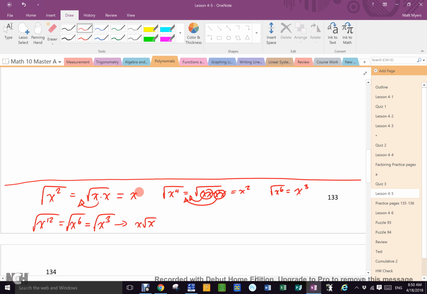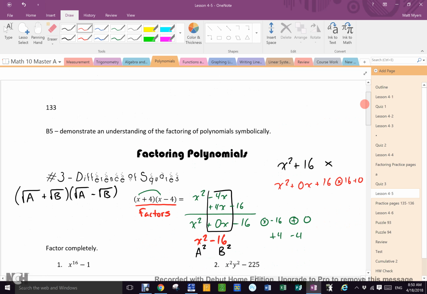2, 1, 4, 2. What is it? You divide by 2. So what would the square root of x to the 24th be? X to the 12. Everybody with me? Okay, so that's the first little trick to remember here.